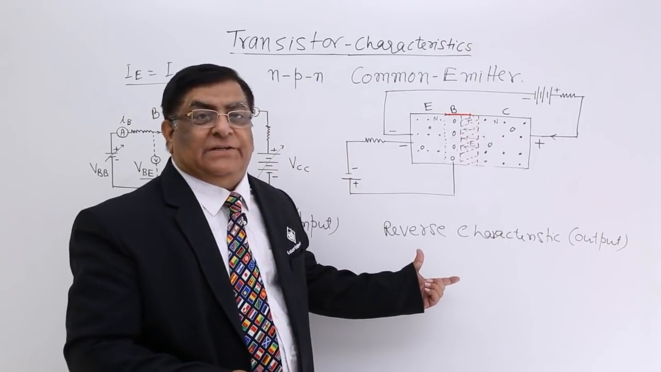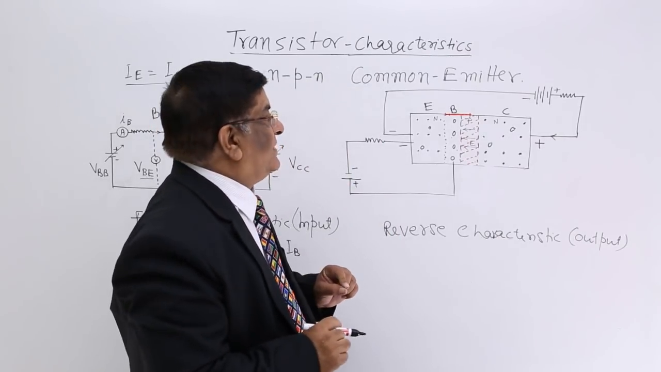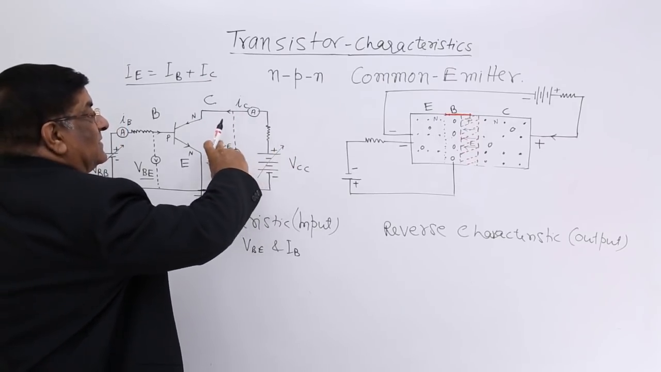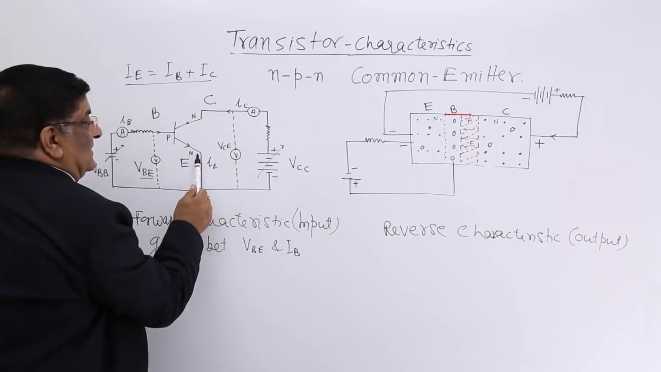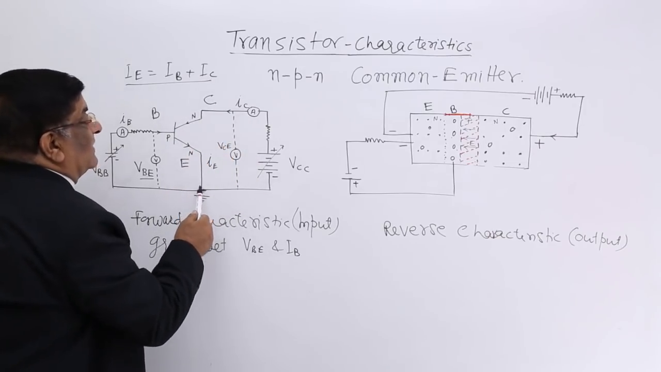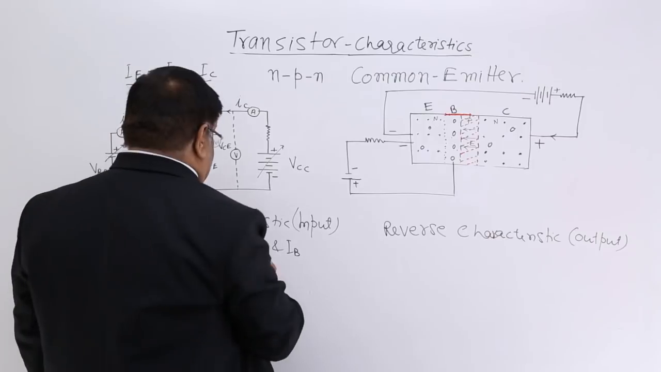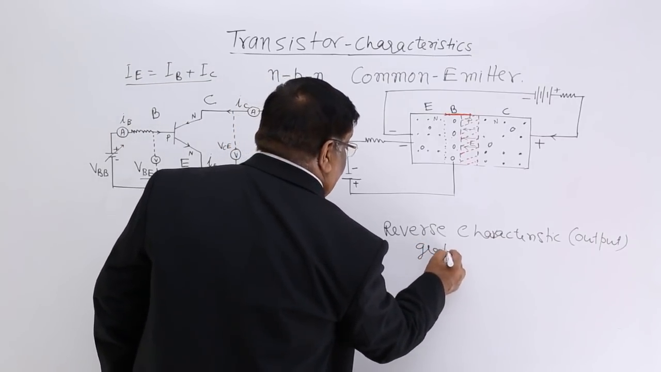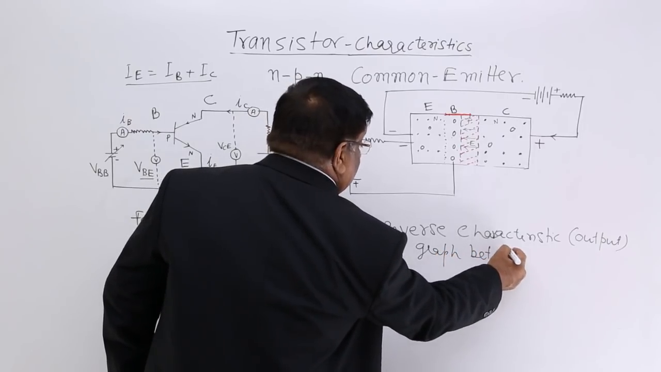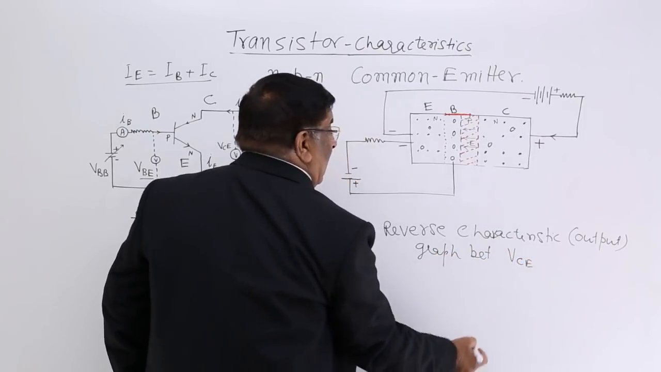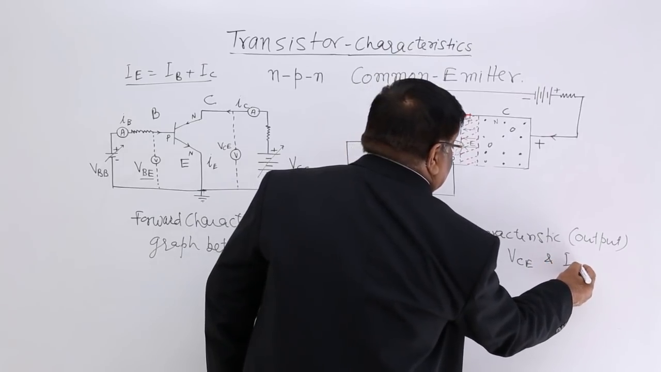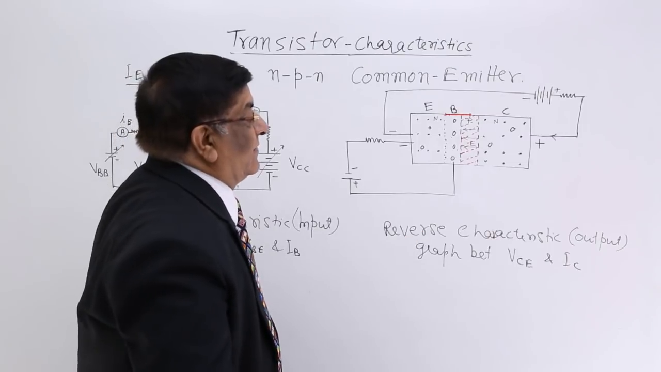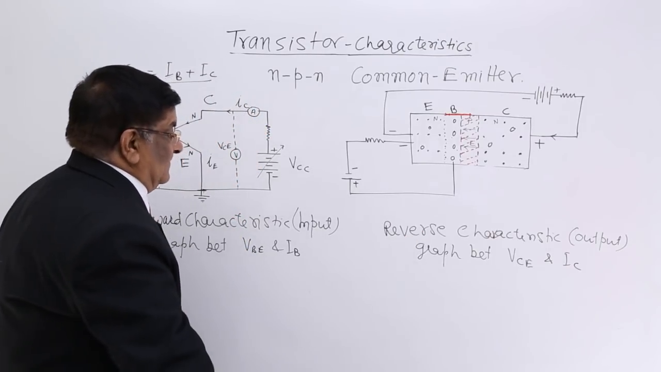And here, which are the quantities which are changing with respect to each other? When we are changing VCE with the help of this, when we are changing the voltage between C and E, the current in this circuit will change. IC will change. So the graph between voltage CE and collector current gives the reverse characteristic or output characteristic.